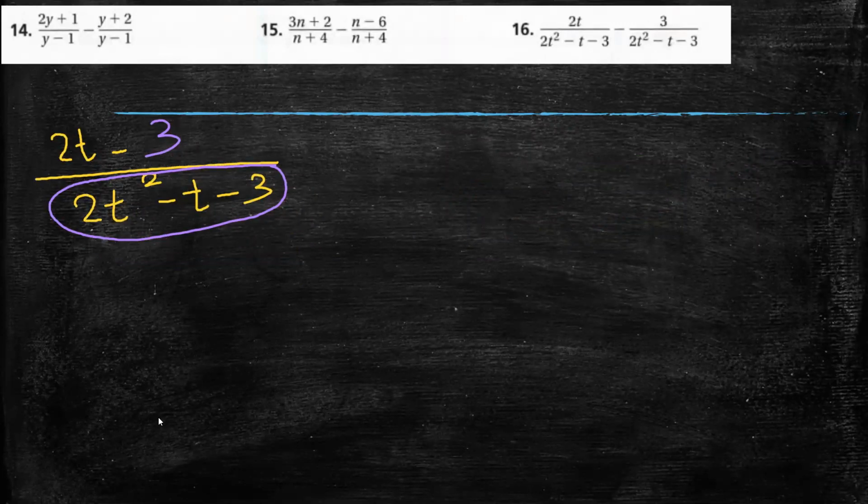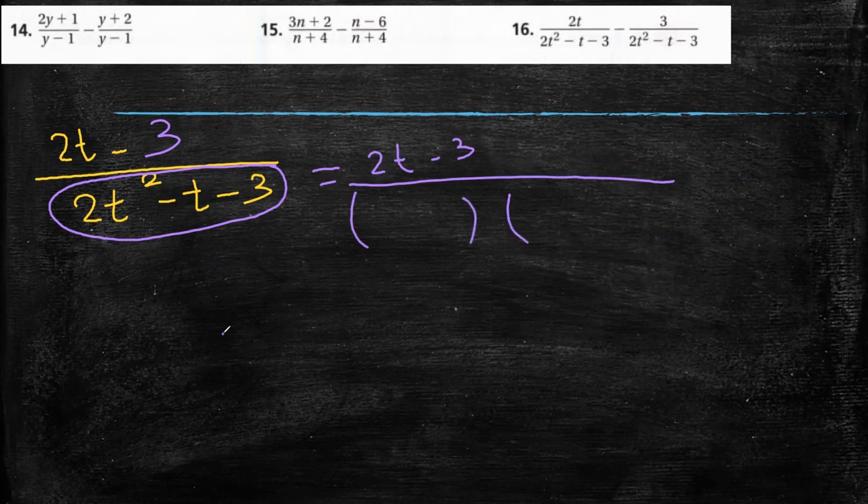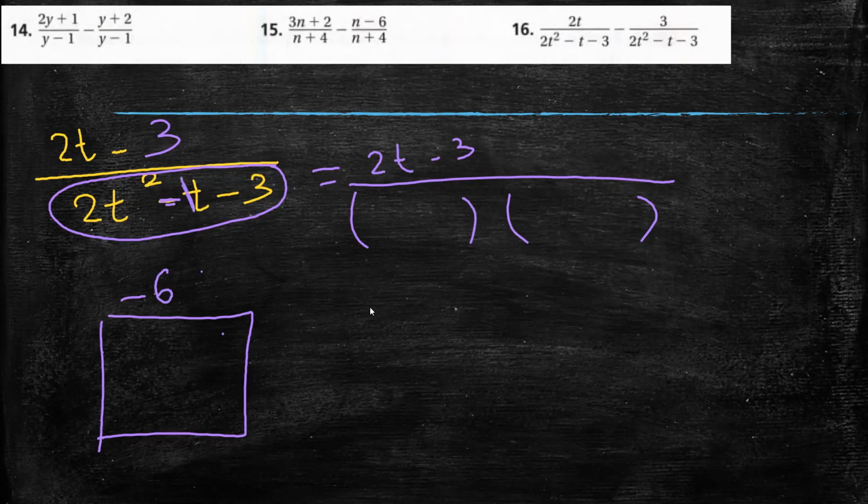Let's see how we can factorize the quadratic expression in order to simplify the function. So now open two brackets. Here we have 2t squared minus t minus 3, so we say 2 times negative 3 is negative 6. Let's find the factors: if you multiply them, you get negative 6, and if you add them, you get negative 1. What are these two factors? Negative 3 and positive 2. Bravo. You multiply them, you get negative 6. You add them, you get negative 1.